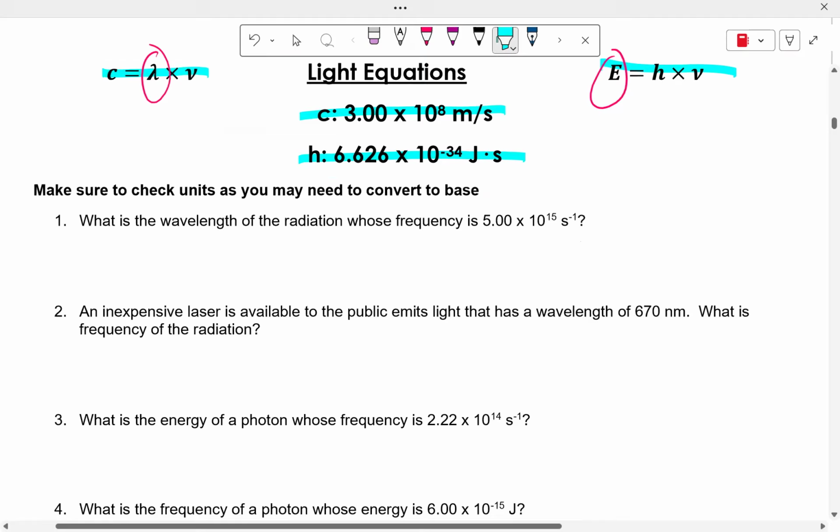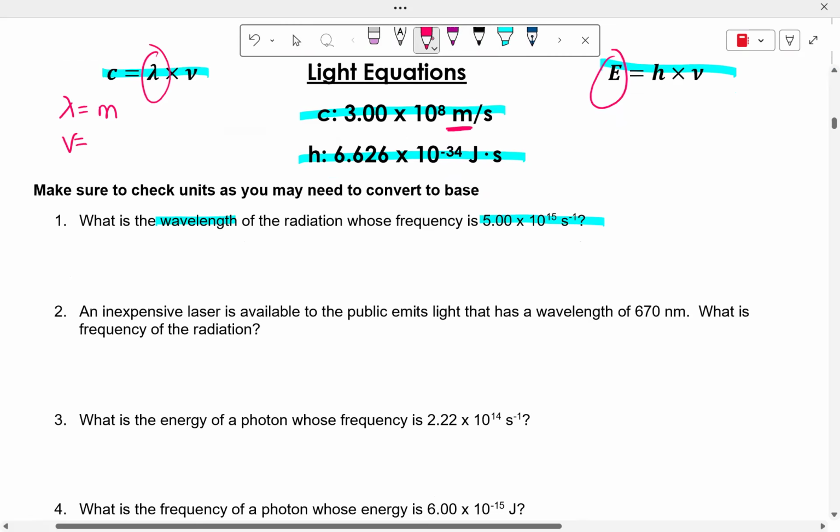What is the wavelength of radiation whose frequency is 5 times 10 to the 15th per second? So in terms of units, we're expecting wavelength is in meters. And if it's not, we must convert because this is meters per second.